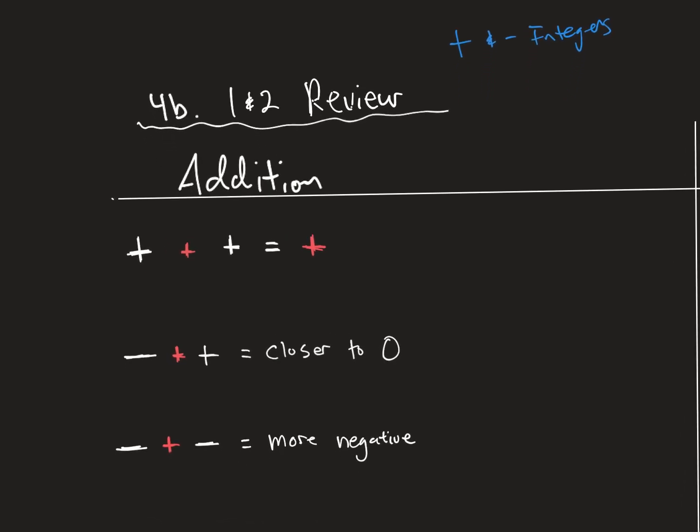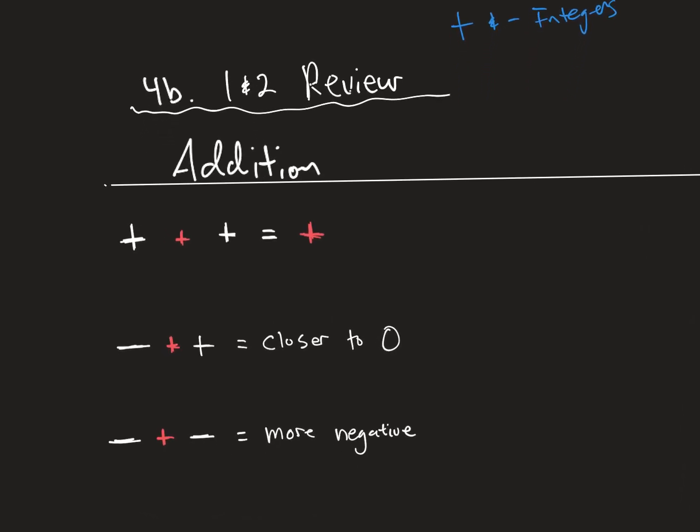So if we are adding integers together, if we have a positive plus a positive, our answer is going to also be positive. Money is a great example to work with. If I have $10 plus $5, it's going to get me $15. It's going to continue to get larger with what we're adding.